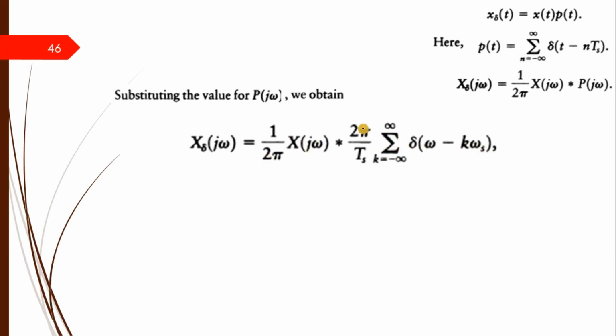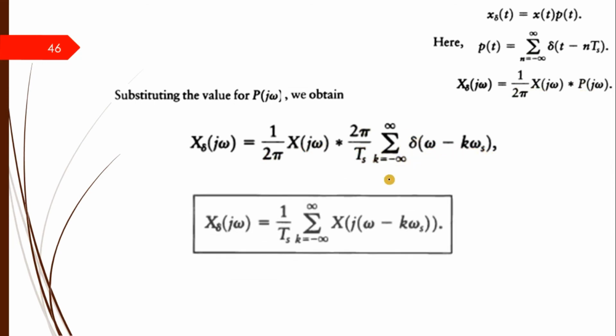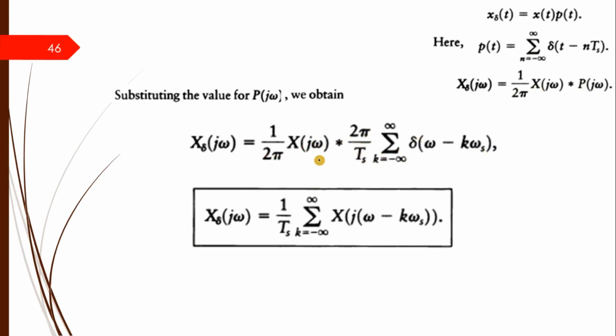So 1 by 2 pi as it is, x of j omega as it is, convolved with 2 pi by ts summation delta of omega minus k omega s. Now, further simplification: the 2 pi cancels, 1 by ts is taken outside the summation, and x of j omega is convolved with shifted impulses. Whenever there are shifted impulses, you can write, as we did for g of j omega in the previous multiplication property, omega replaced with omega minus k omega s. So this is the sampled signal's Fourier representation, or Fourier transform, in the frequency domain.